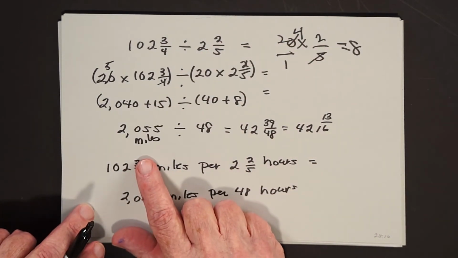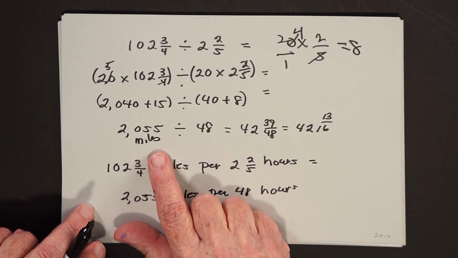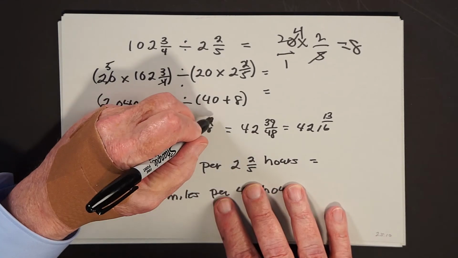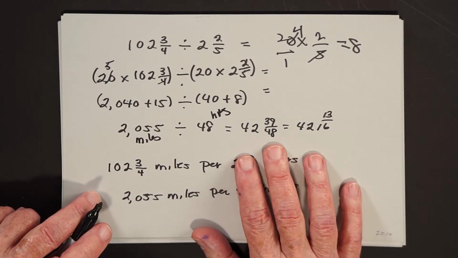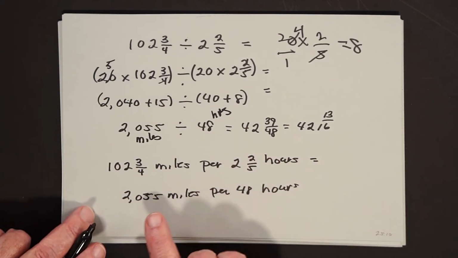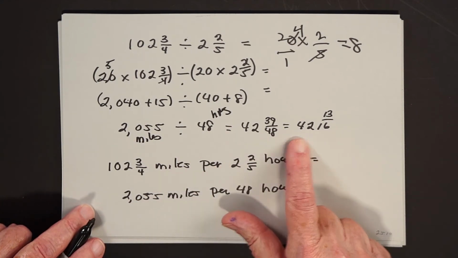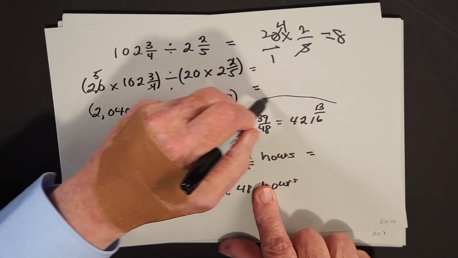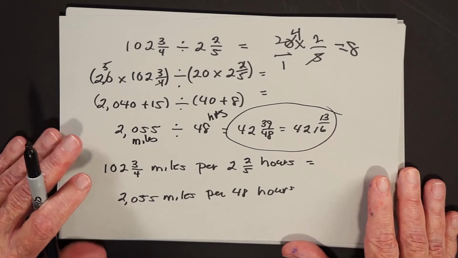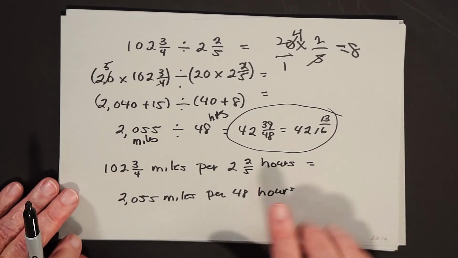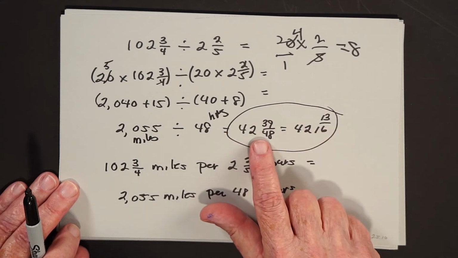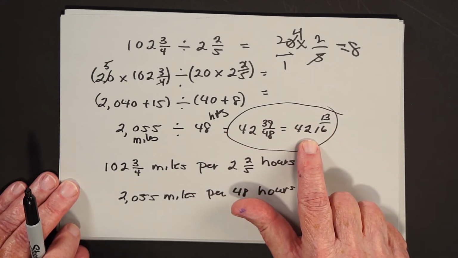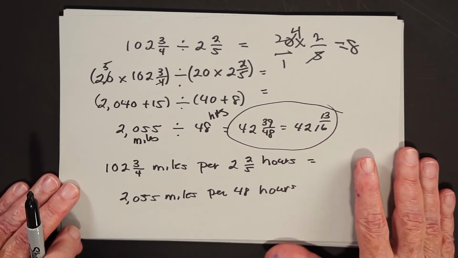So what we wind up with is 2,055 miles divided by 48 hours, which is 42 39/48 miles per hour. And that comes in pretty close to what our reality check said. We said the answer should be around 40. Now, there's lots of numbers around 40, so we're still not sure that this is right. But at least we know we're in the right ballpark.